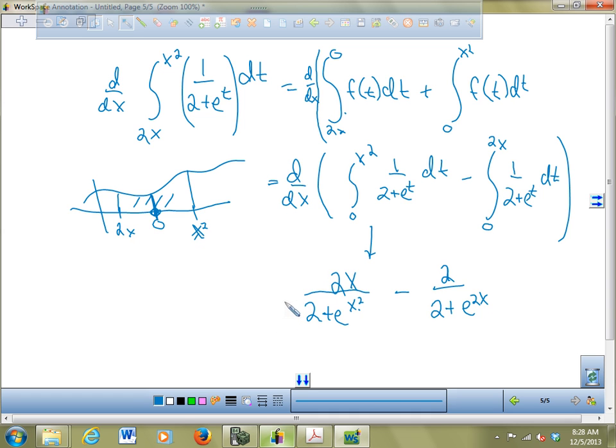Yes, sir. How'd you get 2 on the top? I get 2 on the top, the derivative of 2x, right? Because I have to apply the chain rule. So I'm multiplying. I should have written it as 1 over 2, right? But I just skipped a step. And then you're done. Okay.